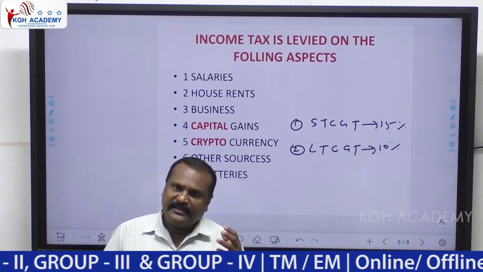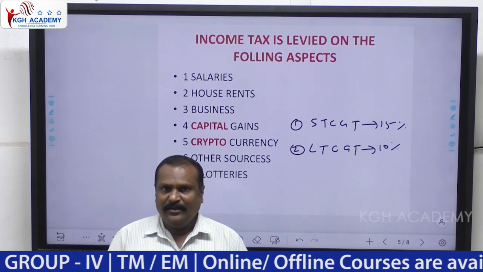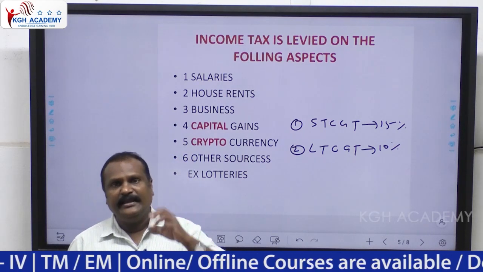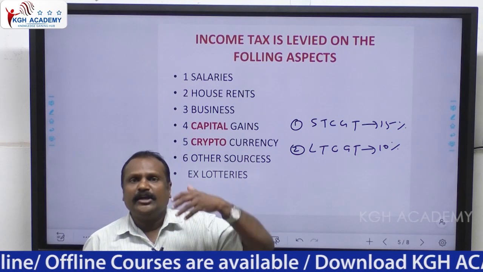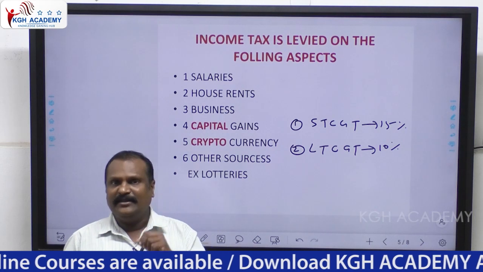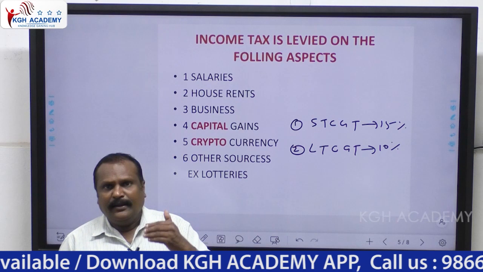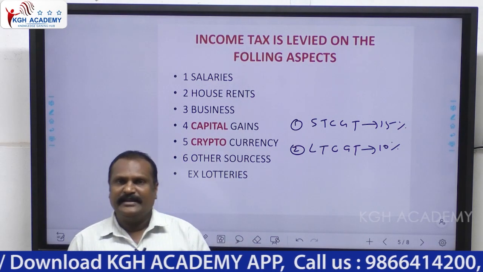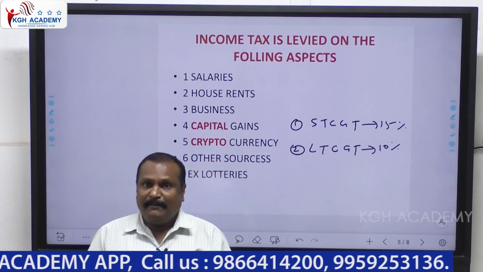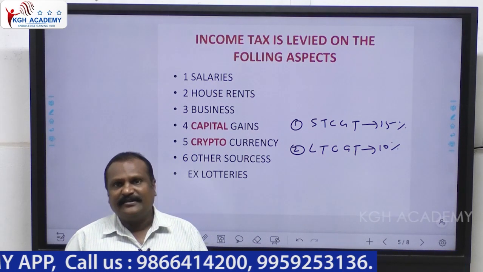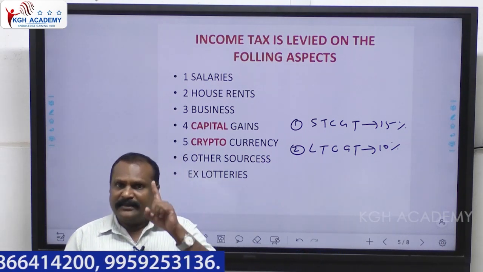Because some people make investments in cryptocurrency and are getting huge losses, that's why the Indian government decided to levy income tax on cryptocurrency. Directly they are levying 30%. For general income tax, when the employee's salary is more than 3 lakhs, then only has to pay the tax. That basic income tax is 5%. But in the capital gains, when the person directly has to pay 30%, only one slab, 30%.